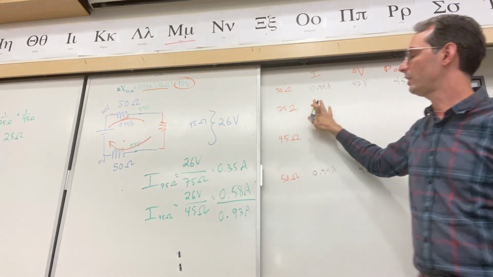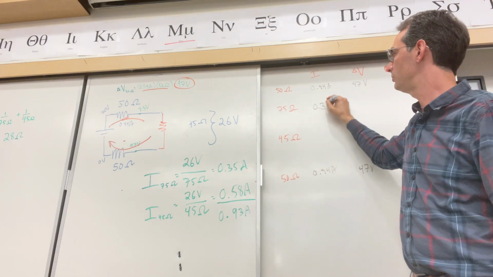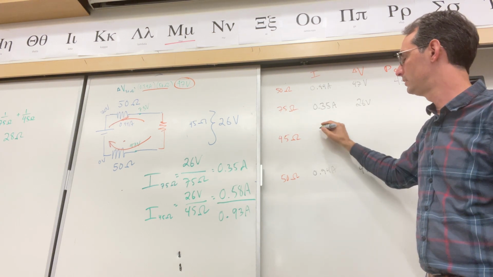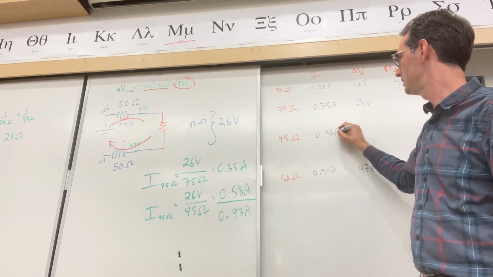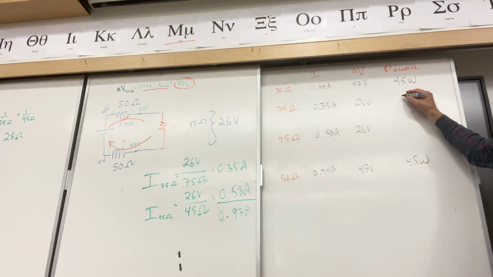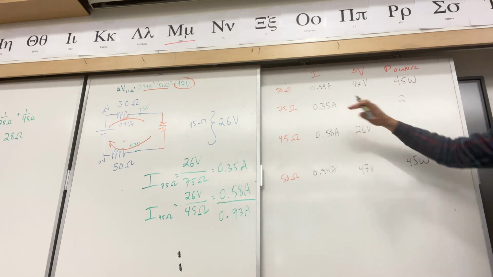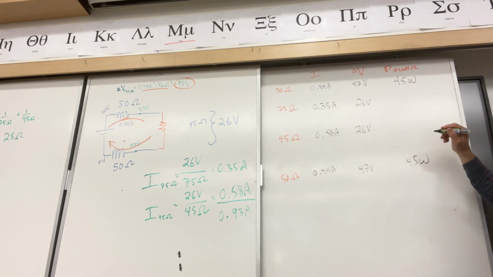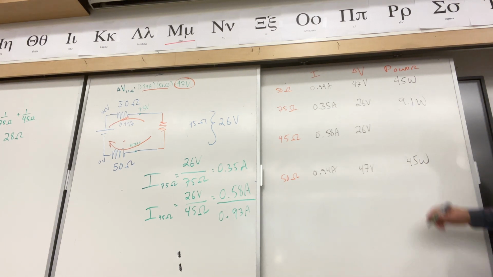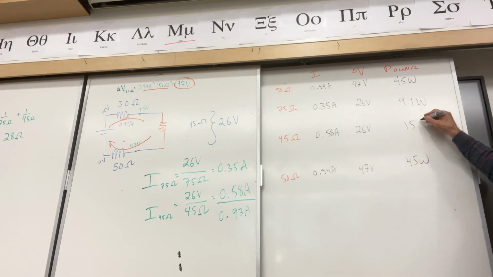The current through the 75 ohm resistor light bulb was 0.35 amps. The voltage across it was 26 volts. The current through the 45 ohm was 0.58 amps, and the voltage across it was 26. So what's the power there? The 75 one is 2.25 watts. You sure about that? 26 times 0.35, yeah, 9.1 watts. And then what about this guy? 15.08, so 15 watts.